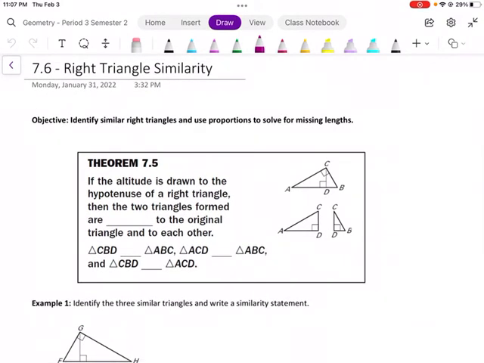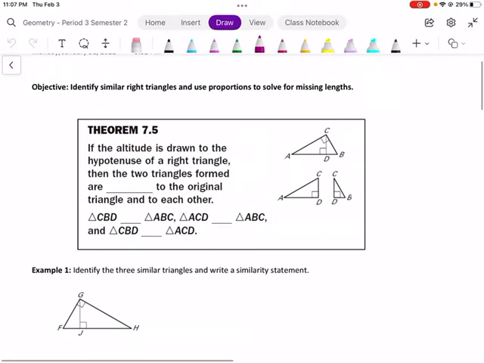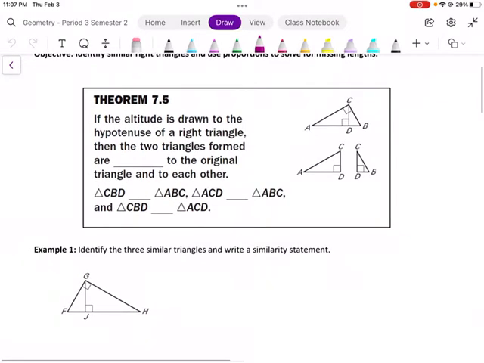7.6 is on right triangle similarity. So we're going to identify similar right triangles and use proportions to solve for missing lengths.